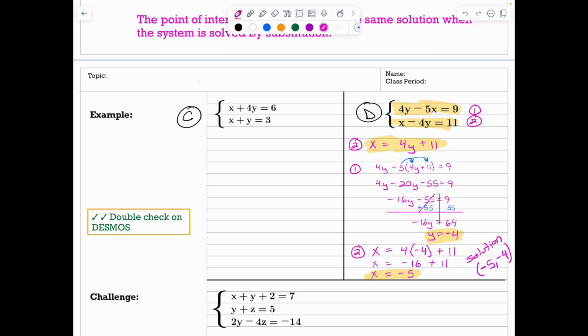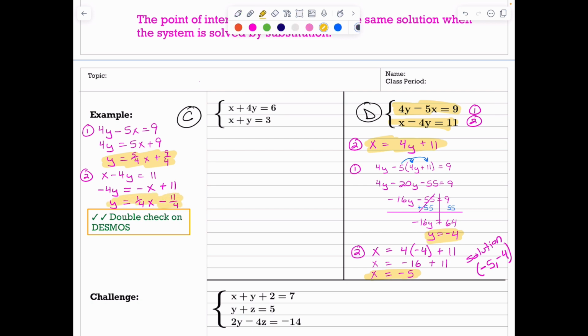So here is equation number 1. Add the 5x to both sides. Divide everything by 4. Equation number 2, I'll highlight this first. Equation number 2, I am subtracting x from both sides and then dividing everything by negative 4. Phew. That one's going to be crazy on Desmos right there.